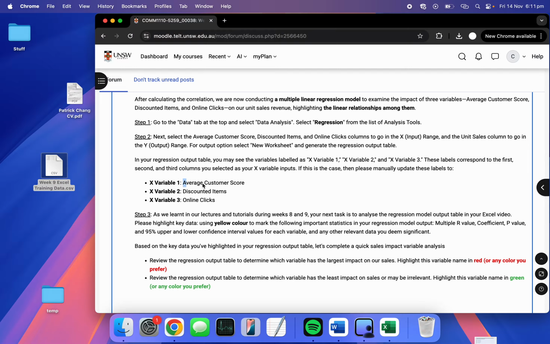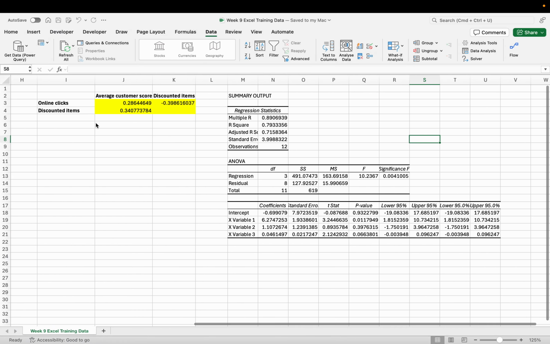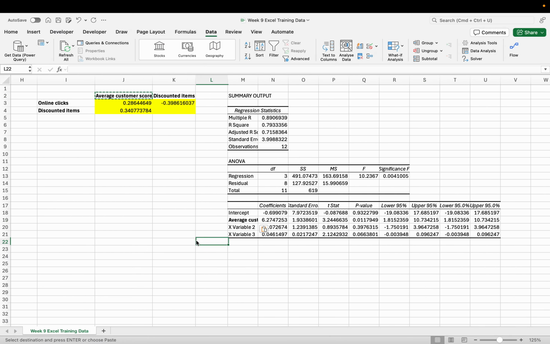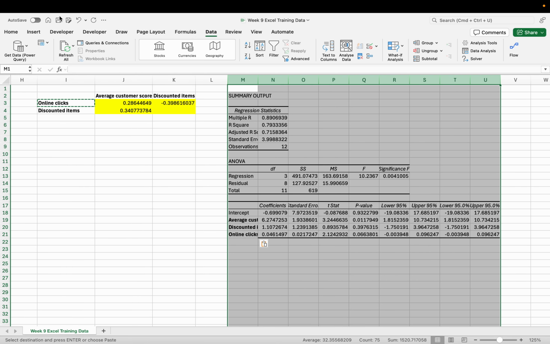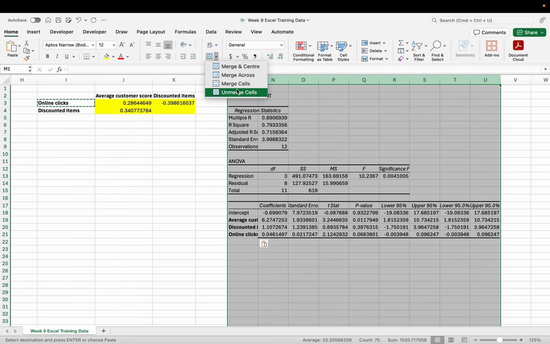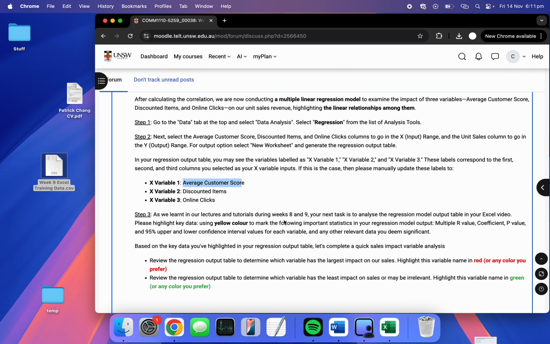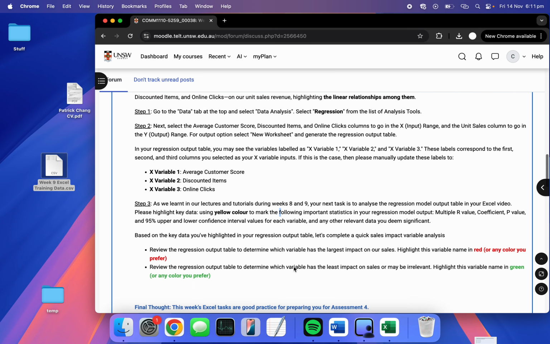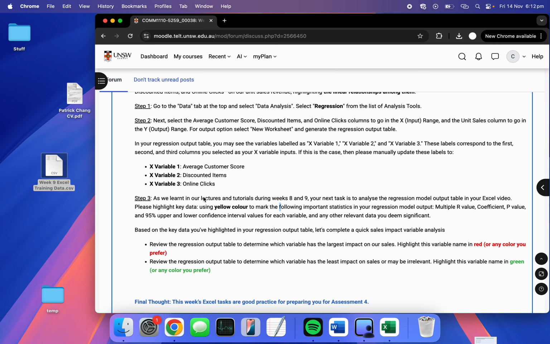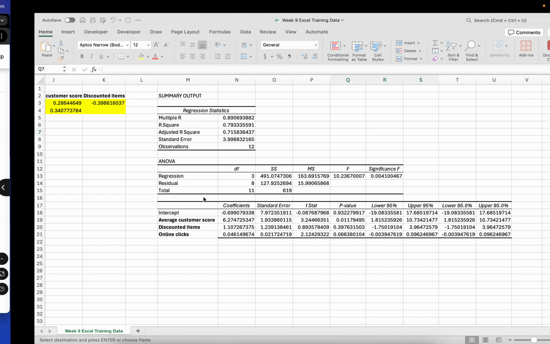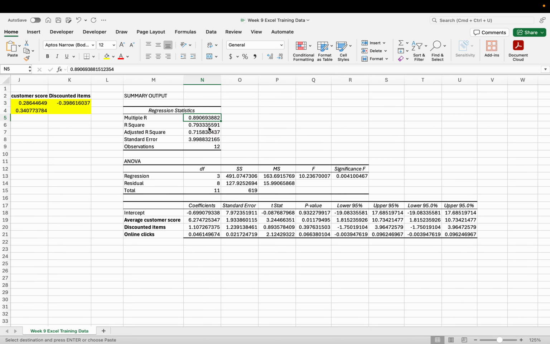So change this to average customer score, discounted items and online clicks. Alright, using a yellow color mark, imported statistics.